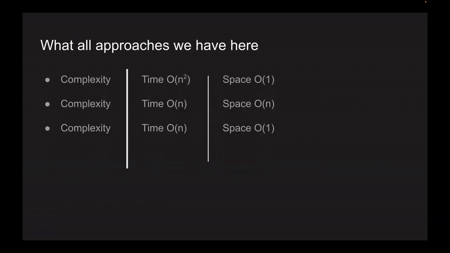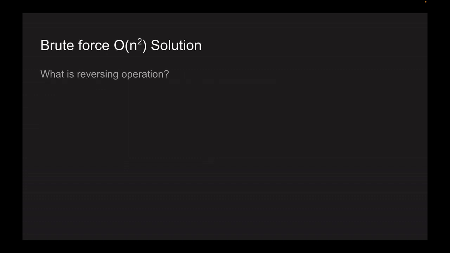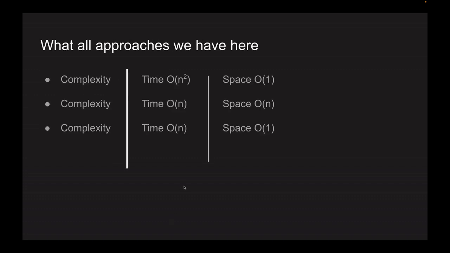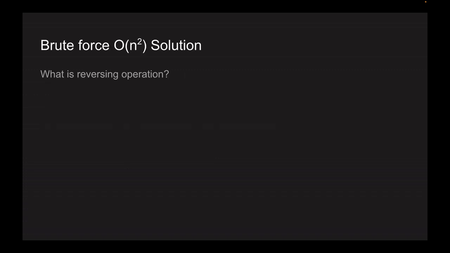Next, what approaches do we have to do the reversing of the linked list? So it's O(n square), O(n) with space of n, and O(n) with space of 1. Do not bother much over here. We'll go through each of the approaches in the coming time. So for now, these are the three approaches. Let's dive deep into it.